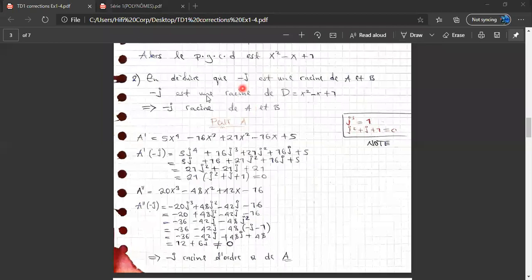First, we proved that negative j is a racine of R. Although negative j is a racine of A and B in total, because we're starting from A and B, we've proven that negative j is a racine of R. Now, let us try for R prime. I've already proved that negative j is a racine of R. Now, is it a racine of R prime? This is what we're proving here.